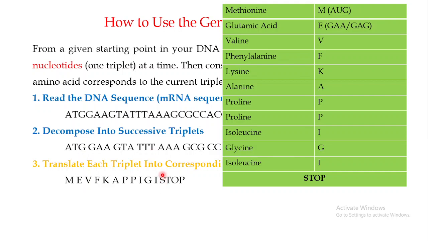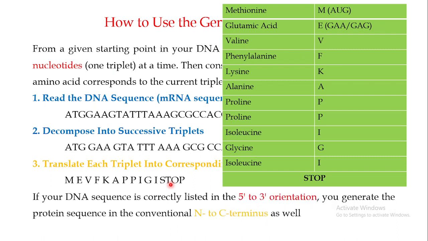And in the end, as you can see, this is the stop codon. In the genetic code table, I've told you that there are three stop codons, and if there is a stop codon in the messenger RNA sequence, this will be the point where the translation machinery stops the synthesis of the protein. So if your DNA sequence is correctly listed in the 5' to 3' orientation, you will generate the protein sequence in the conventional N to C terminus as well.